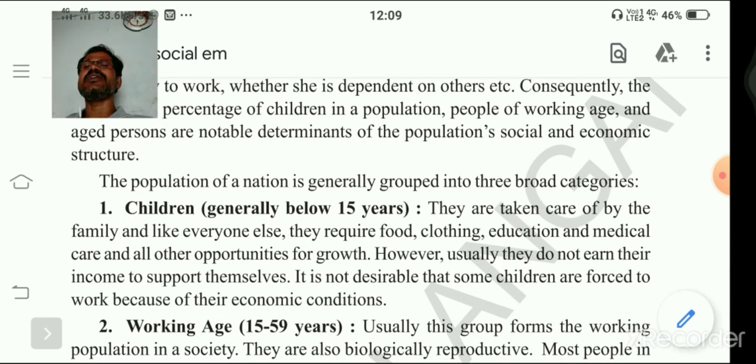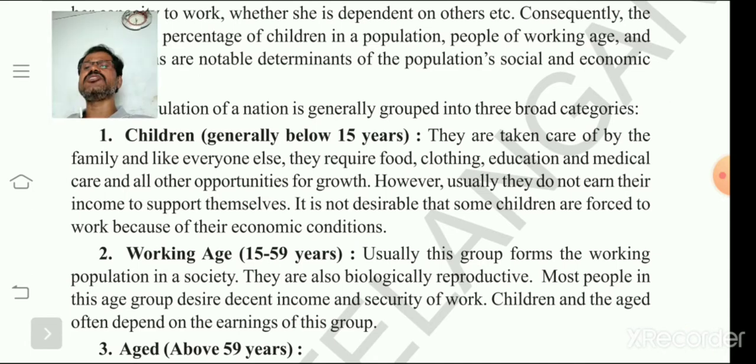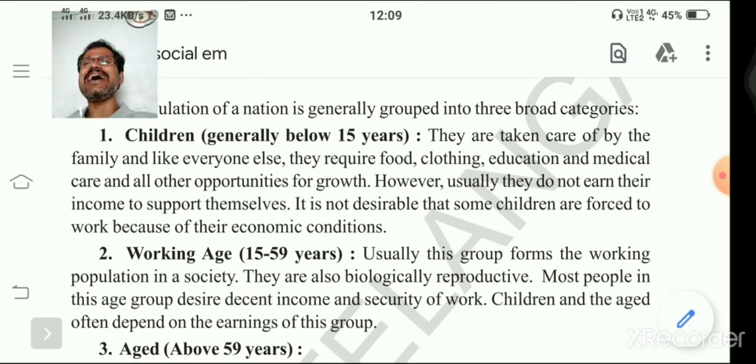So children are one age group in the age structure. They are dependent. Second is working age. This is a very important group in the age structure upon which the nation's development depends. Working age is the age group from 15 above and 59 below. These are biologically reproductive. What do we mean by biologically reproductive? They are able to add a number of individuals to the population.